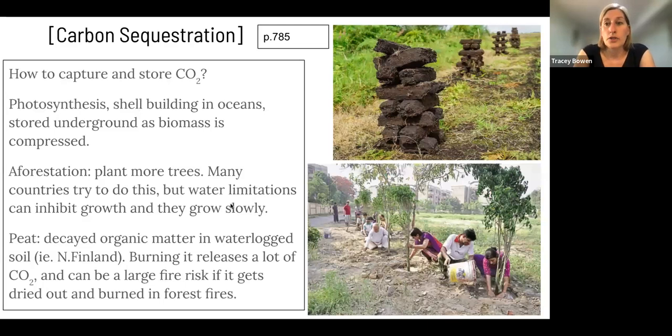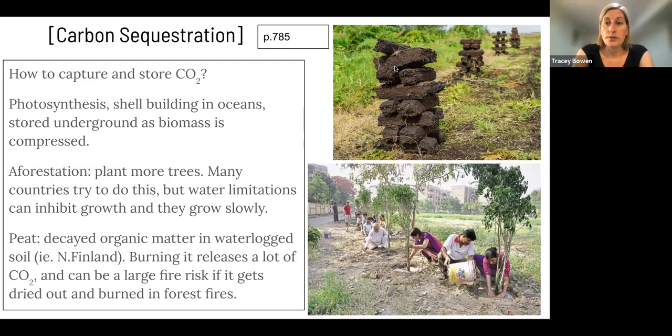So how do we prevent this? One thing that's being talked about is how do we sequester carbon? That sequester means how do we capture it and store it? So this is an image of peat here. Obviously, we don't want to be harvesting peat. We don't want to be burning peat.